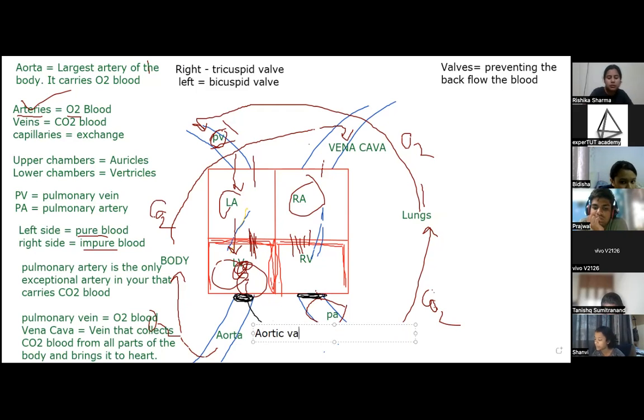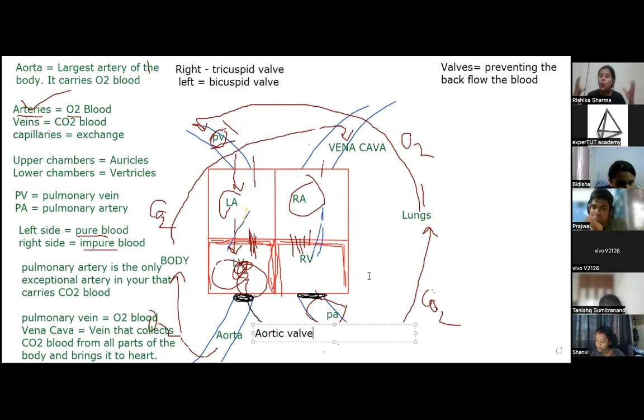Ma'am, I don't understand why the right side of the heart has three cuspid valves and how does it help? Tricuspid. Oh, how does it help? Right side has deoxygenated blood, right? So to be more sure that the blood does not flow back, okay, there is a tricuspid valve.